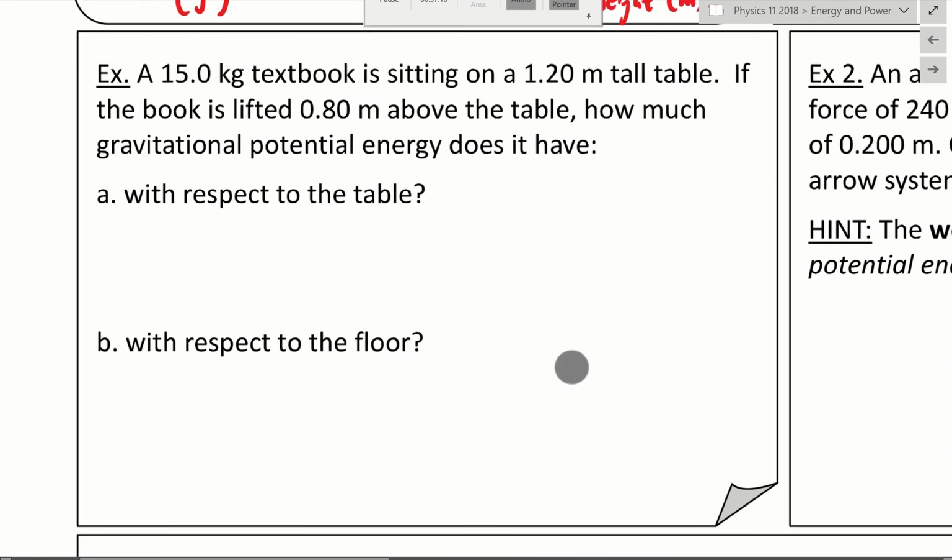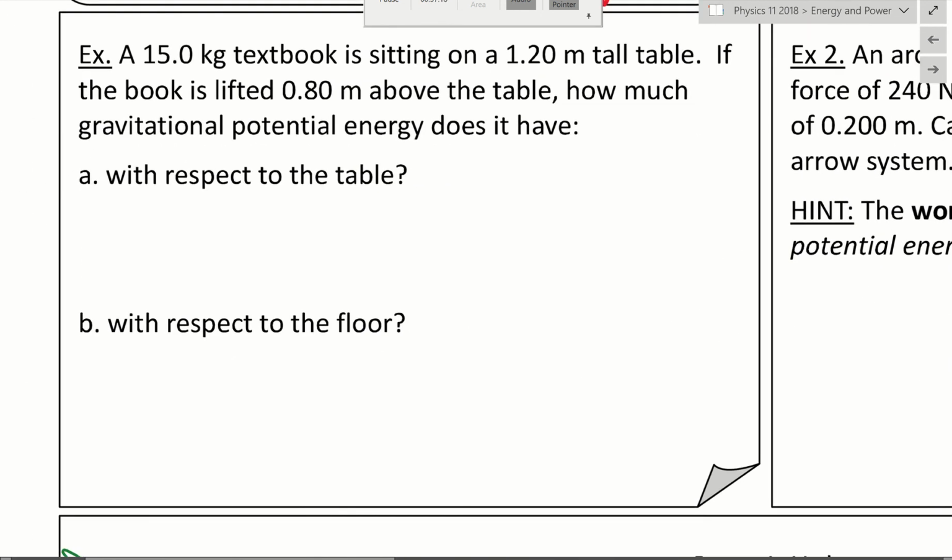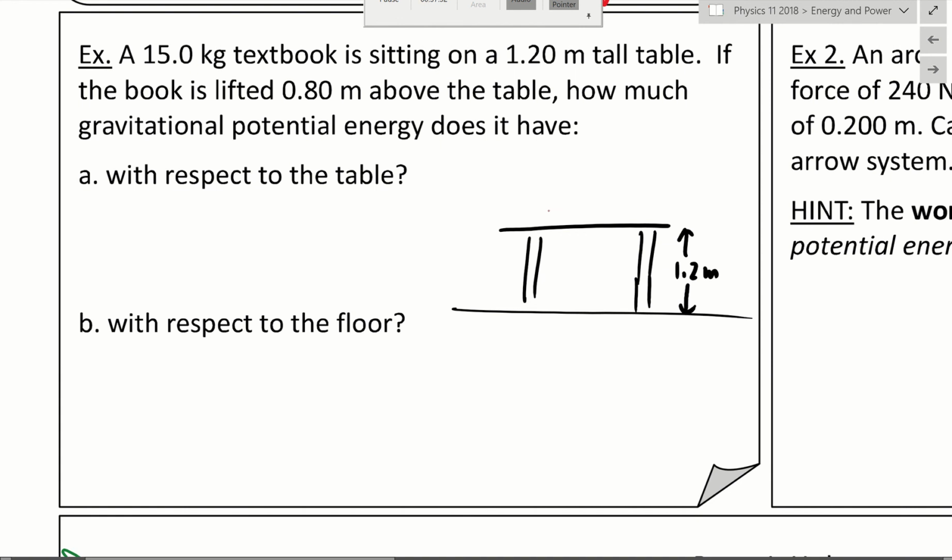So now, for example, in this question, you have a textbook sitting on a table. The table itself is 1.2 meters tall. And you have a book like here, and then you lift the book to here, right? So someone lifts the book here, which is 0.8 meters above the table. So there's a lot of distance going on. Okay, so we need to know which one is which.